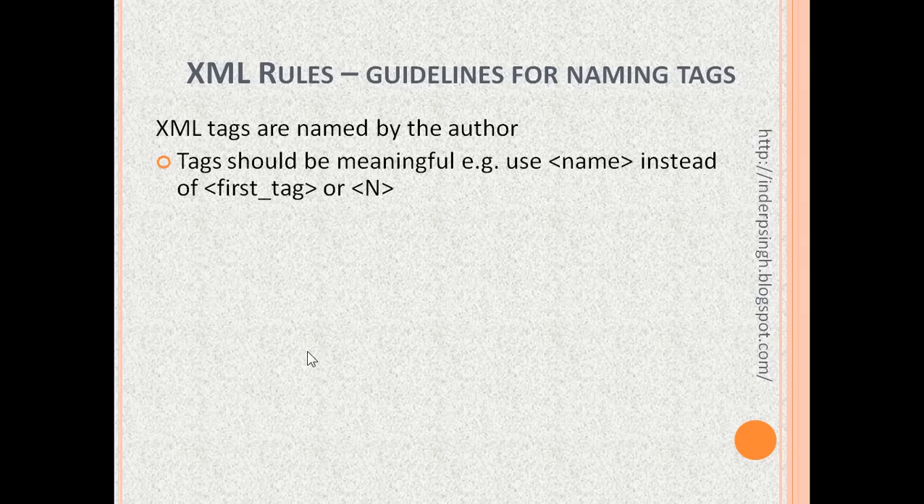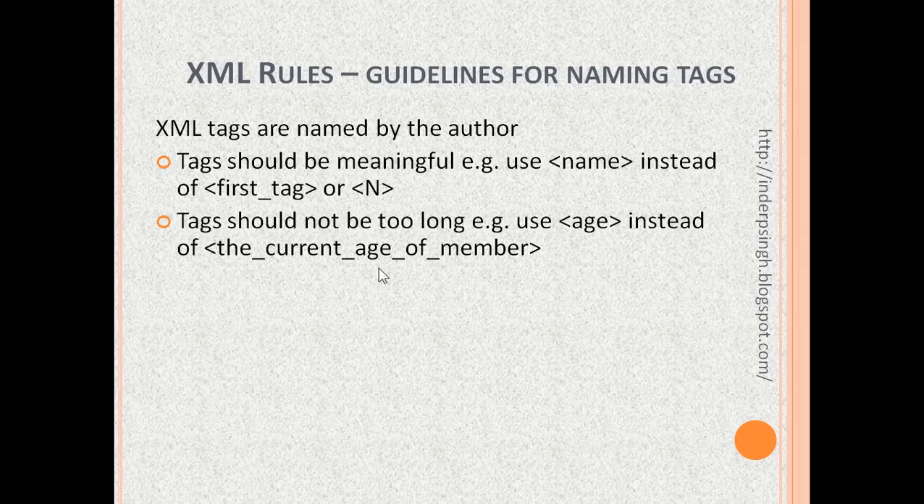The first guideline is that the tags should be meaningful. An example of a meaningful tag name is name, which indicates a name of a person or a thing. But if we put first_tag, that is not meaningful. It just indicates that this is the first tag. Or N may stand for name, it may stand for notes, it can stand for something else also. So always have meaningful tags so other people can understand it, and software applications can also understand it. The developer who is writing the software application should be able to understand what data is there.